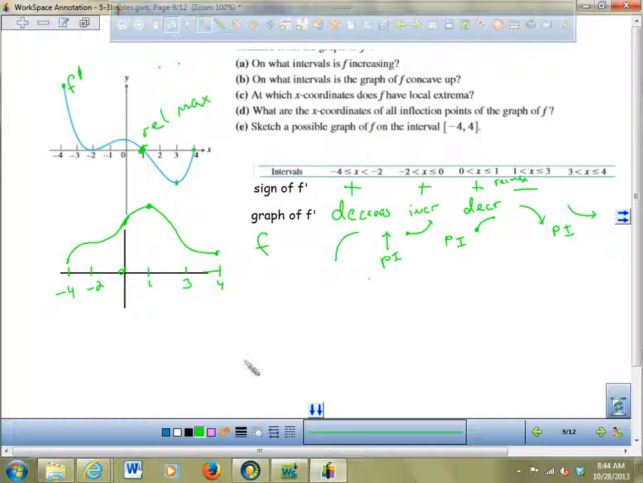Is there anything that looks similar to that? Yeah, it could be shifted up or down, but a lot of times what they'll say is at -4, the value of the function is 1, or at 3, the value of the function is something. They'll give you some points that it has to go through.